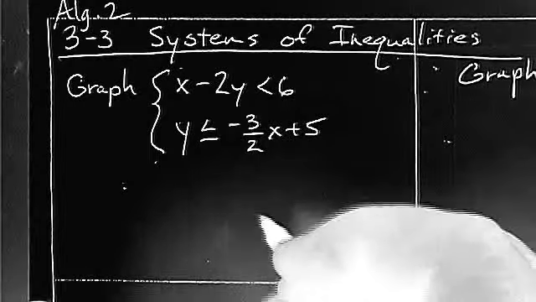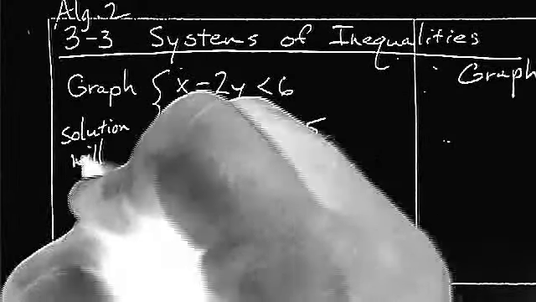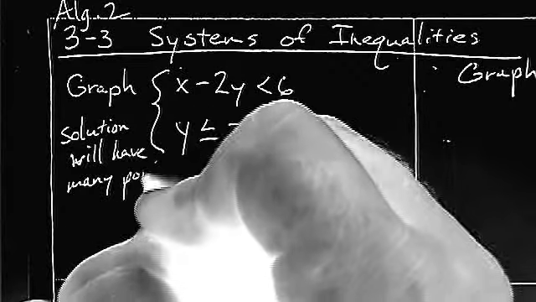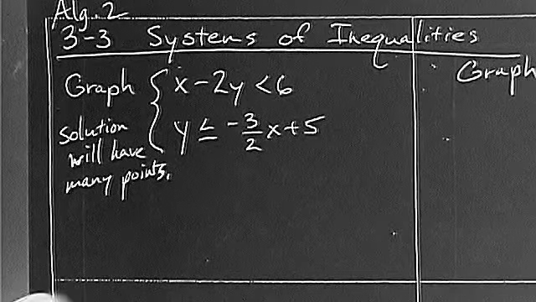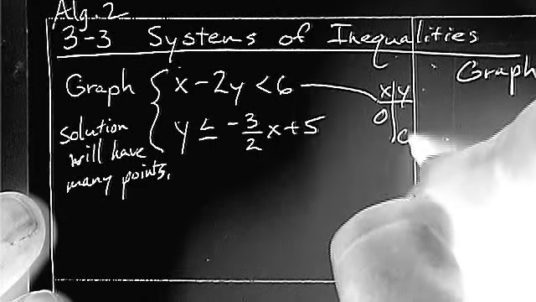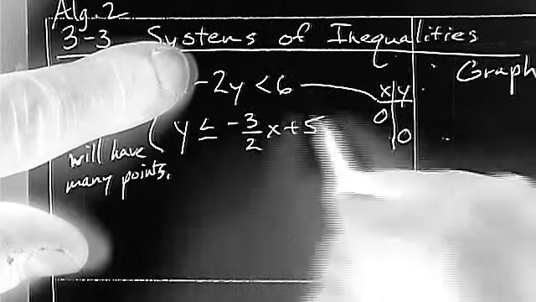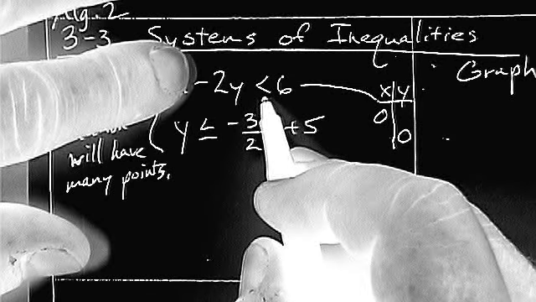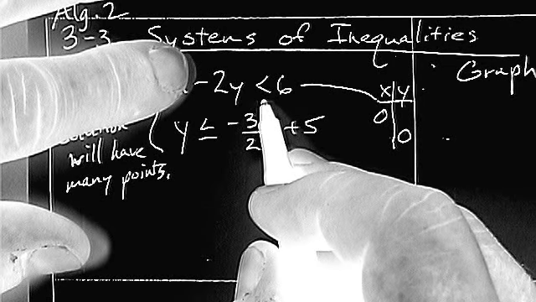So we will be shading the area that they have in common. So the solution here will have many points. So that's why we'll shade. Now, to graph this thing, we might have to use our x and y intercepts. That's one possibility, right? My y-intercept here is 6 divided by negative 2. It's almost like I ignore the sign and treat it like it was an equal sign. I know that's not how I'm going to graph it in a minute, but I'm going to treat it that way just for a moment.